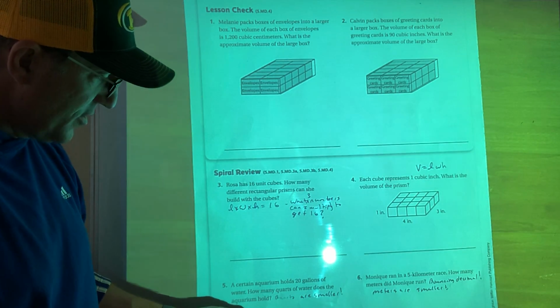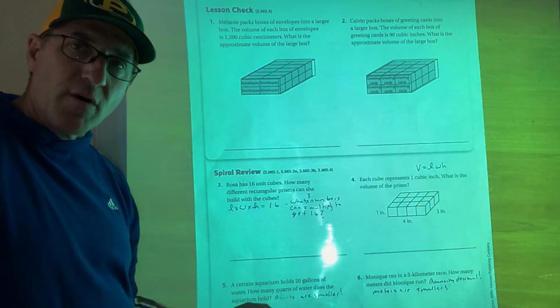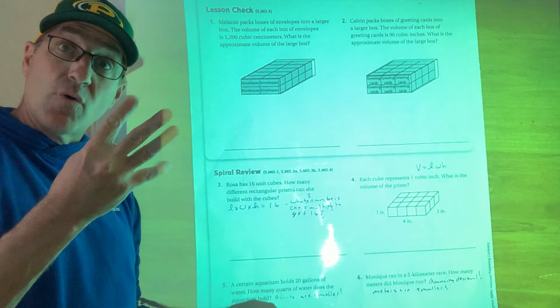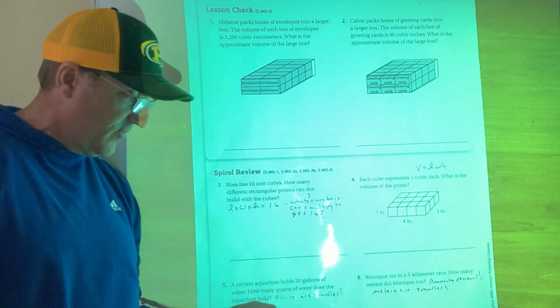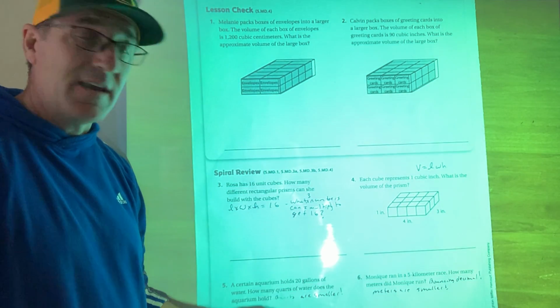Quarts are smaller here. How many quarts are in a gallon? How many quarters in a dollar? 4 in a gallon. You've got 20 gallons. That should be cake. Easy.